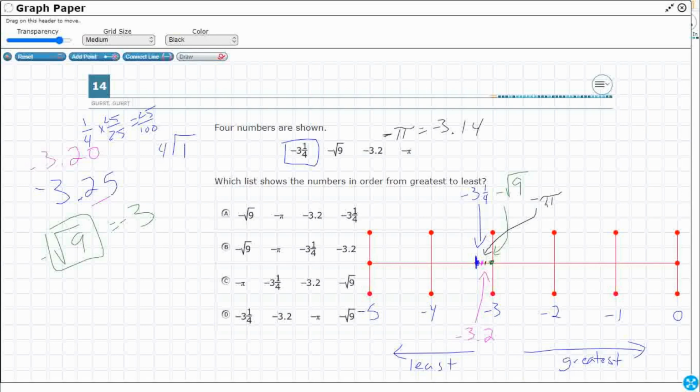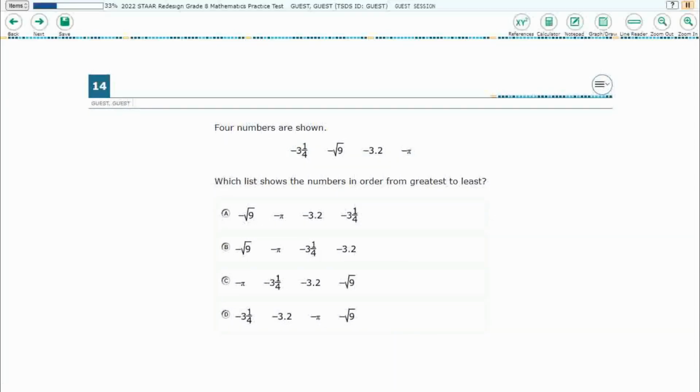All right, so the greatest is going to actually be the one that's on the right, because it's going to be closest to 0, right? So it's going to be this green -3 first. Then it's going to be this black negative pi. Then it's going to be that magenta -3.2, then -3 1/4. So the answer there, if you're looking at the numbers from right to left, because that's how we do greatest to least, is going to be A.